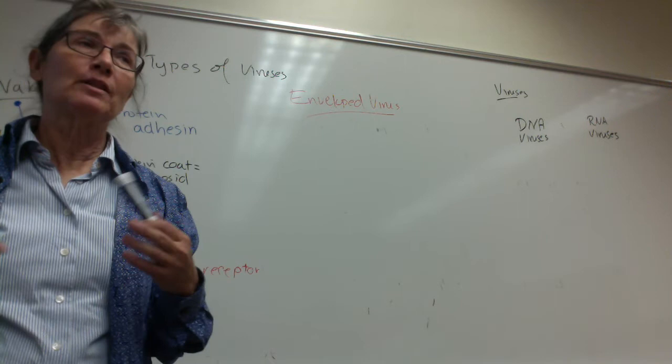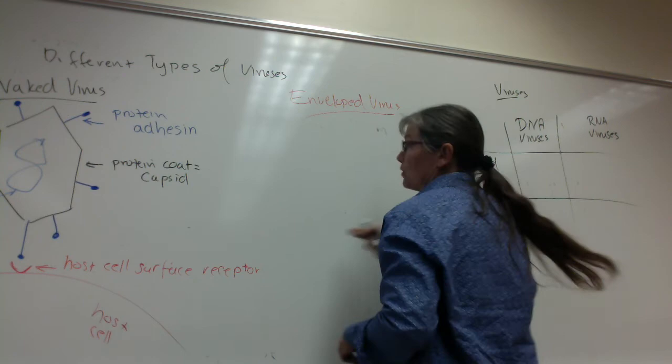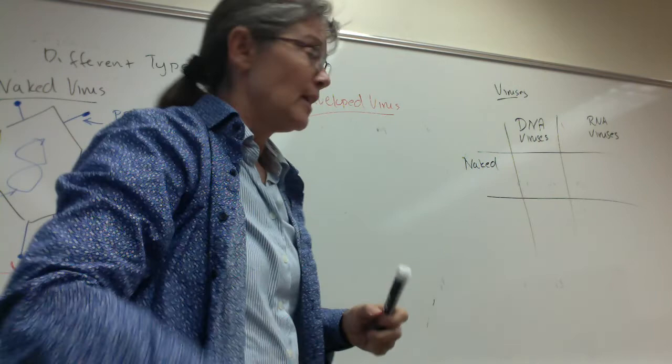And then, folks, we're going to take this a step further. We're going to ask, is the virus naked, as we've drawn it here, right? So the outermost layer is protein. The adhesins are on that rough, resistant protein coat. Or, going to introduce a new virus to you here, you guys, is it an envelope virus?